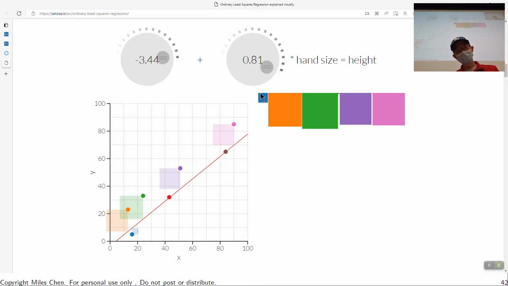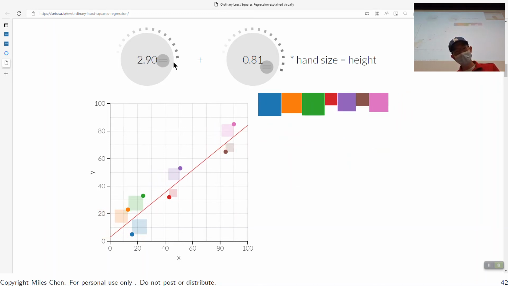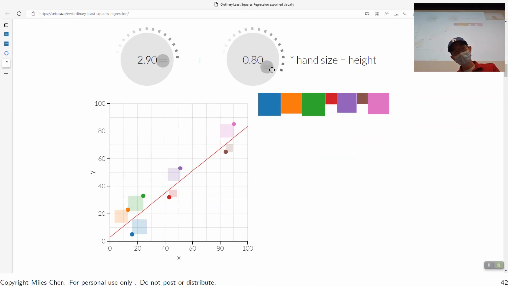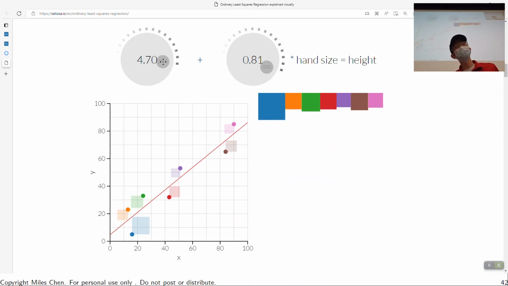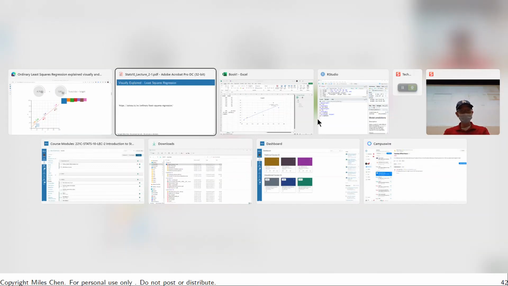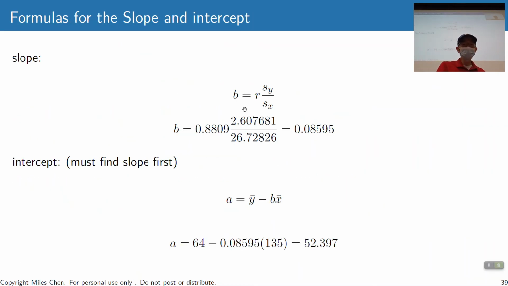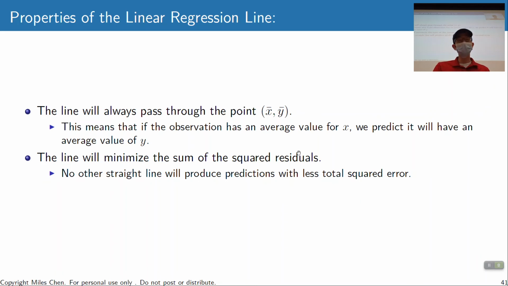So I could try to adjust the line so we have very little residuals over here, but now I've increased the residuals over here, and I can try to adjust where the slope is and where the intercept is, and the goal is to get something. I don't know which line has the best total squares, okay? But when you use these formulas to calculate the slope and the intercept, it will result in the line that minimizes the total sum of the squares of the residuals.